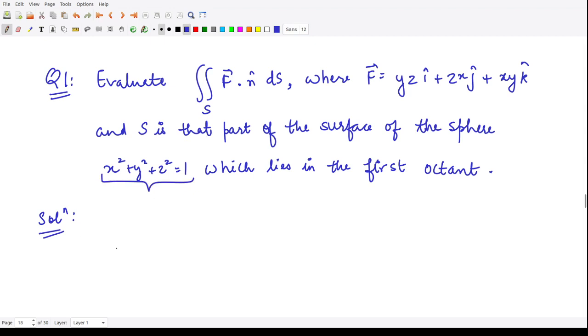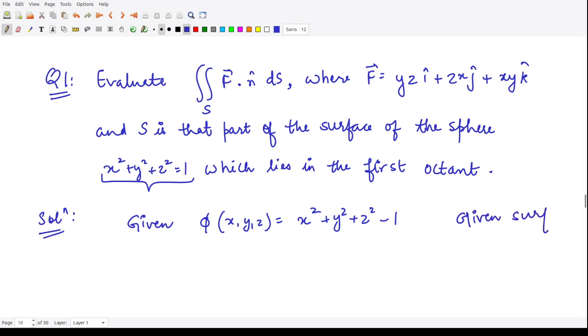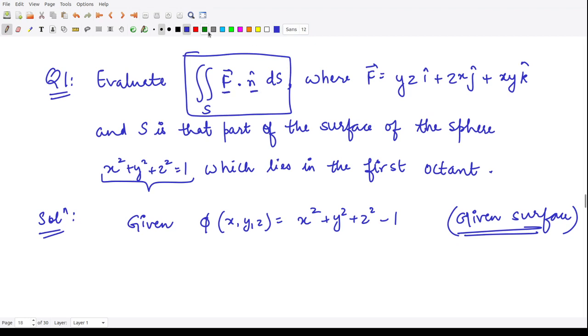So for that, we can have this sphere as the function phi(x, y, z). So this is equal to x square plus y square plus z square minus 1. This is our given surface. Now in order to calculate this integral, F is given to us, we are to calculate this unit vector.